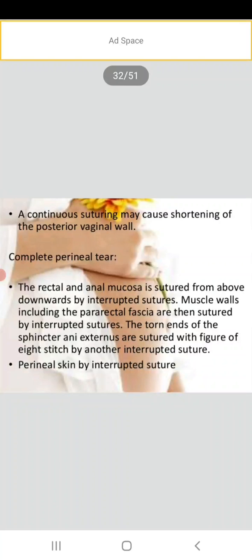When a complete perineal tear occurs, the rectal and anal mucosa is sutured from above downwards by interrupted sutures. Muscle walls including the pararectal fascia are then sutured by interrupted sutures. The torn ends of the sphincter are identified and sutured with a figure of 8 stitch or another interrupted suture. Perineal skin by interrupted suture.